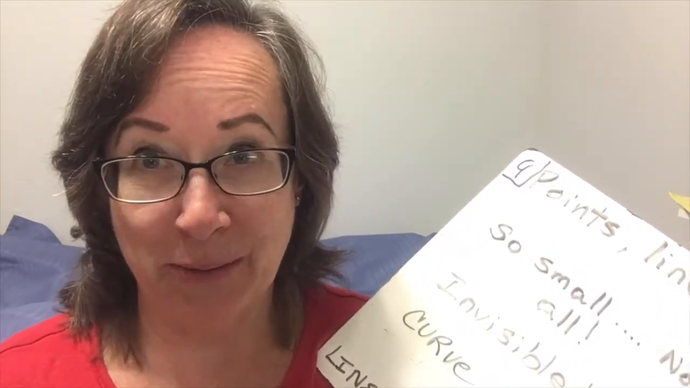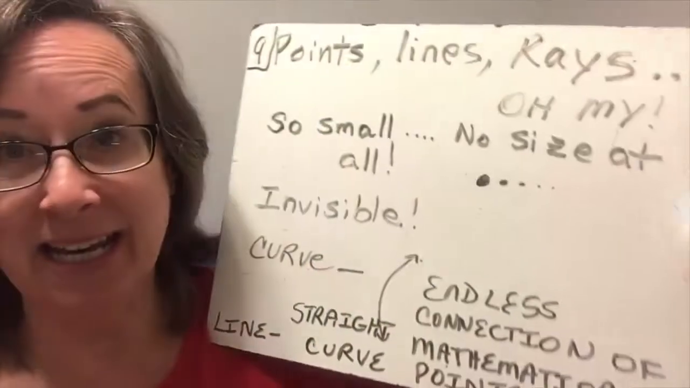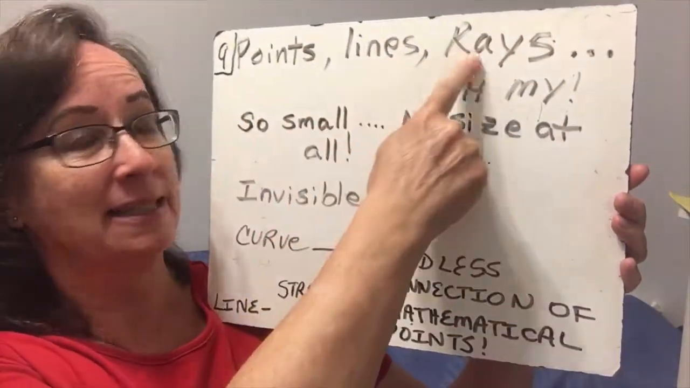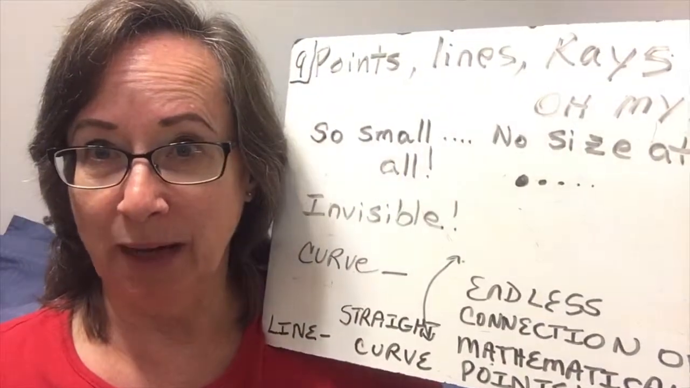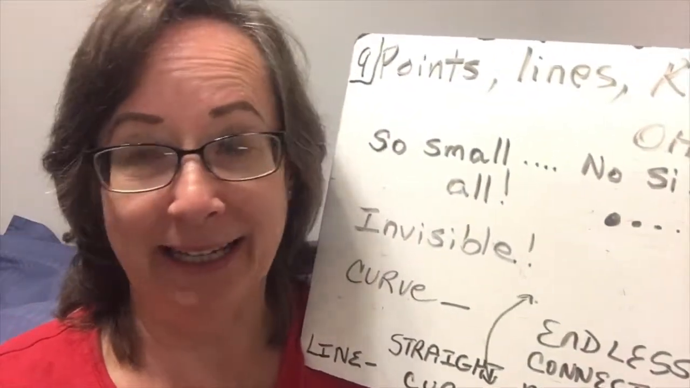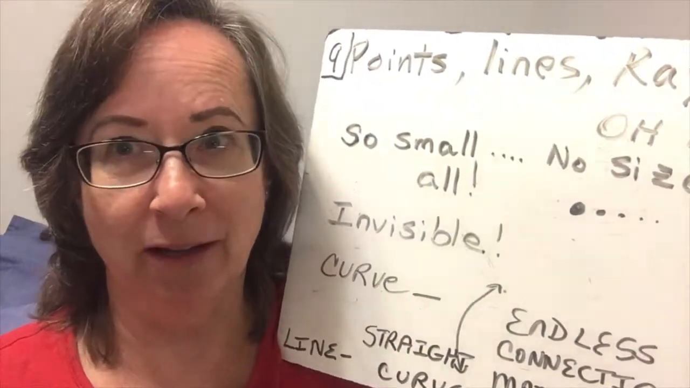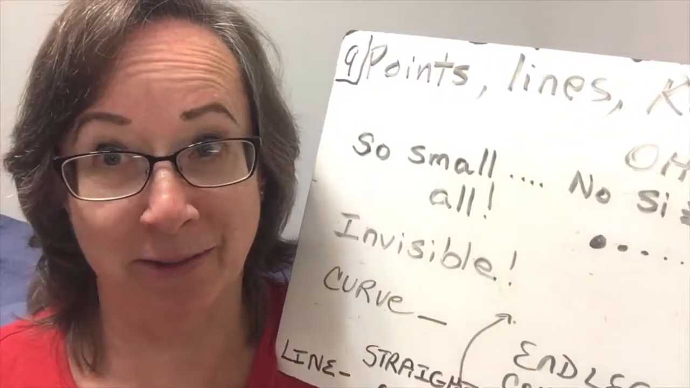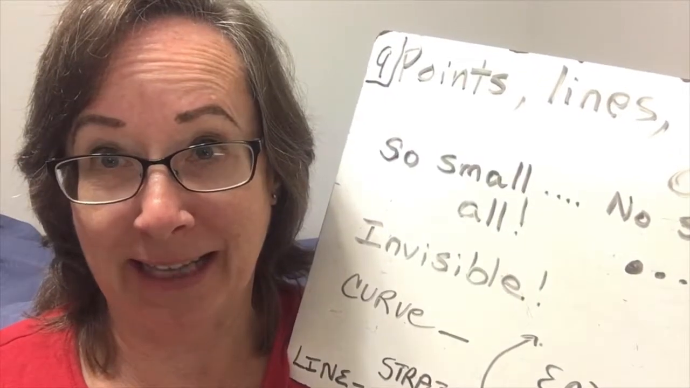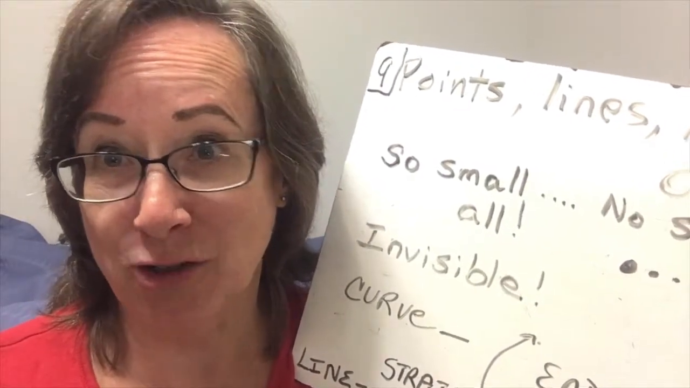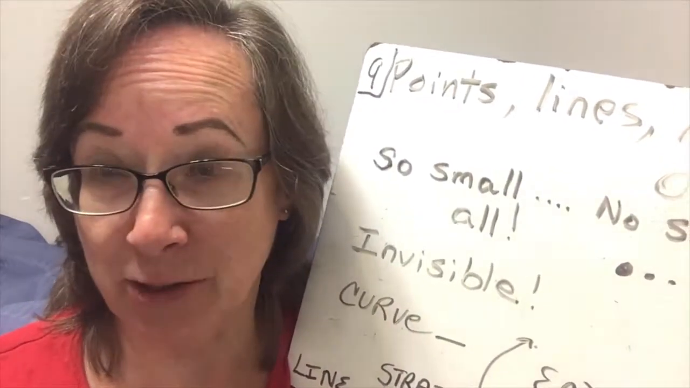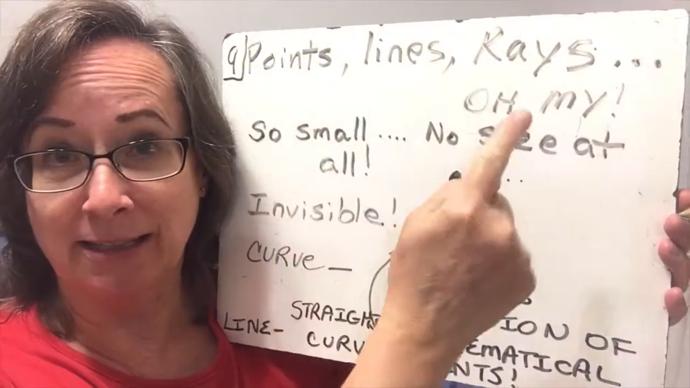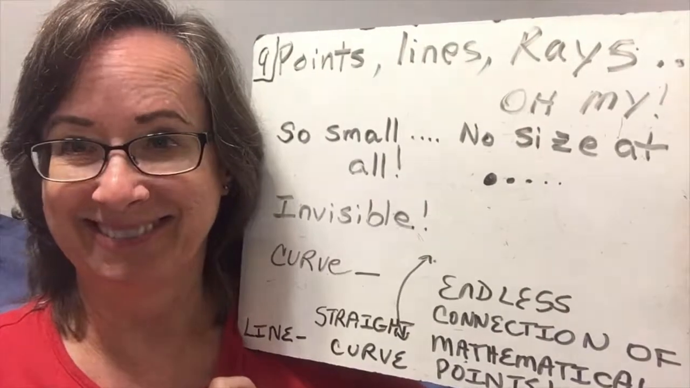So today we're doing Saxon lesson number 9, and we're talking about points, lines, and rays. Oh my! You remember in a movie long ago called The Wizard of Oz, Dorothy said, "Lions and tigers and bears, oh my! Lions and tigers and bears, oh my!" So, points, lines, rays, oh my!